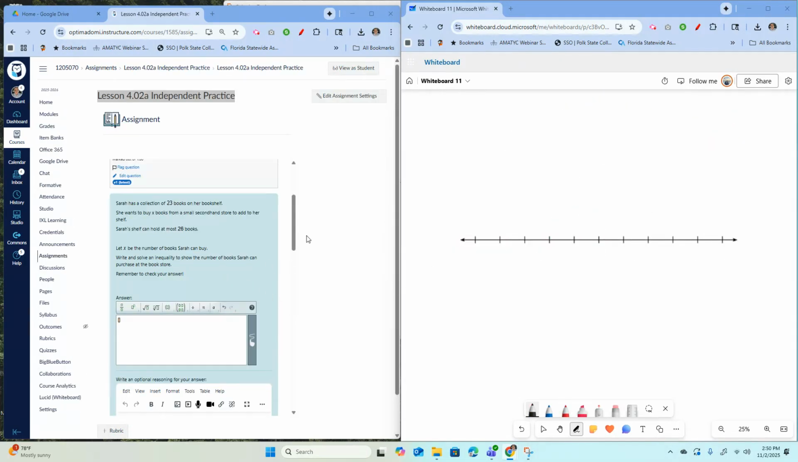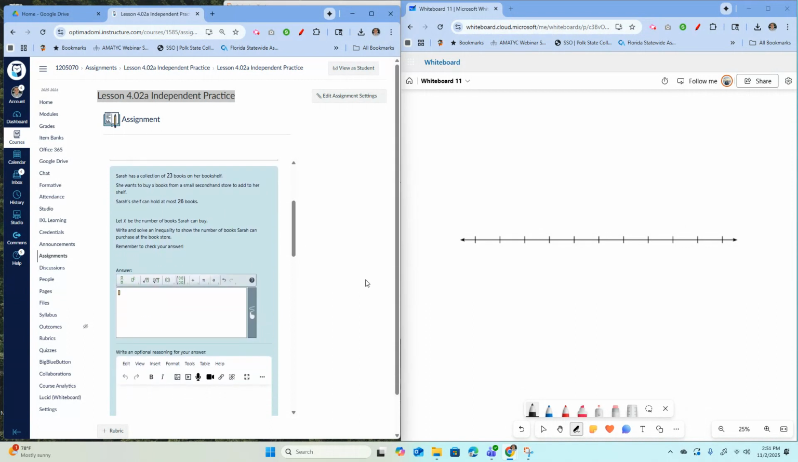And problem number 4, we're doing a word problem. Here you need to look for keywords. When you read this, you need to read it, but I already read it, so I'm going to focus on this sentence right here. Sarah's shelf can hold at most 26 books, okay? So I don't know how many books Sarah has. That's why we're going to put X. The words at most mean less than or equal.